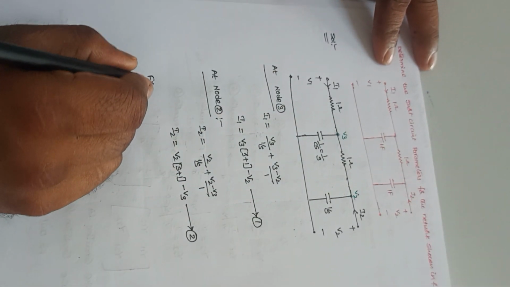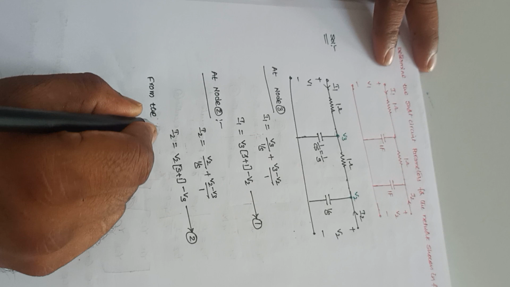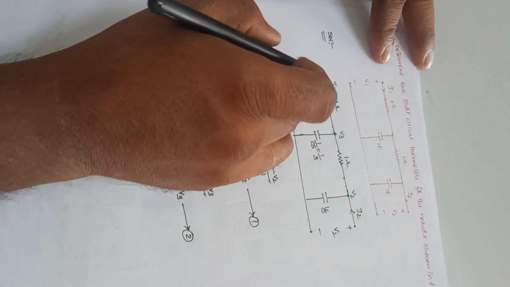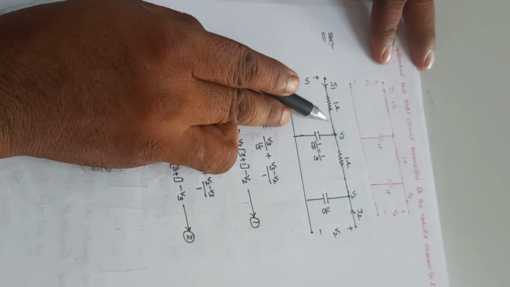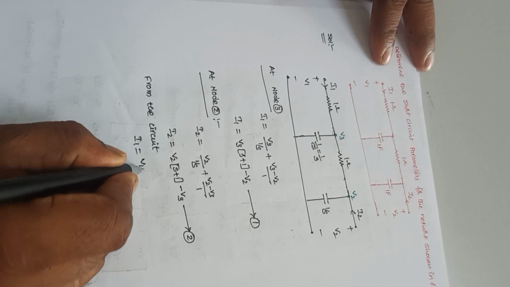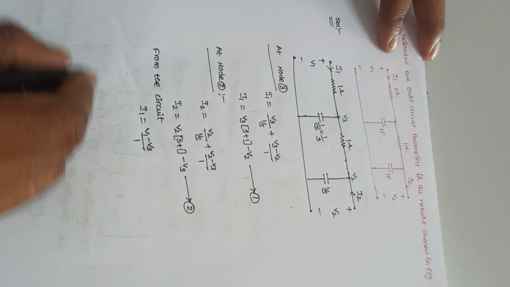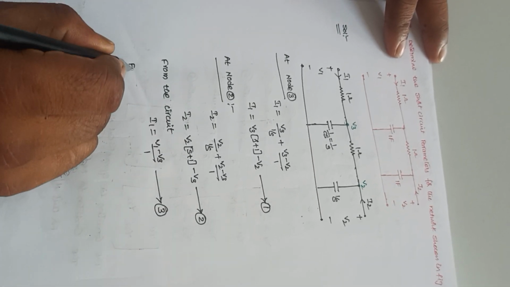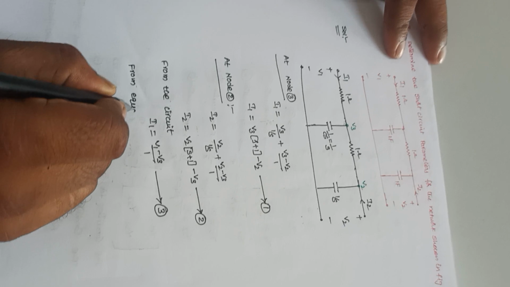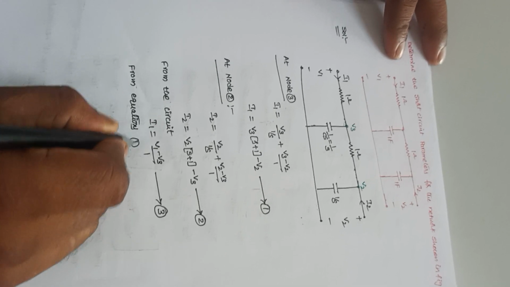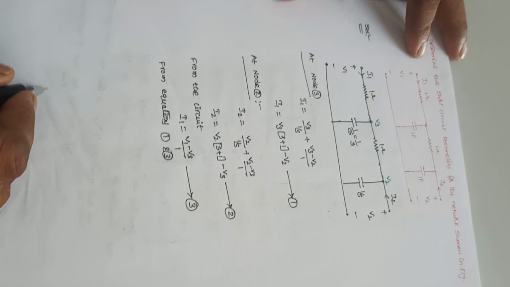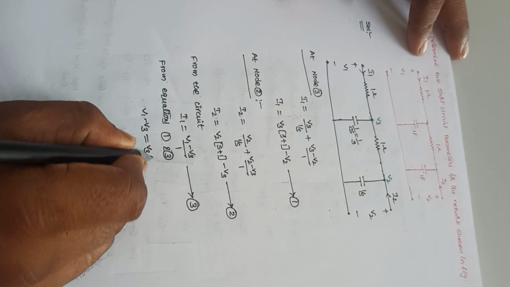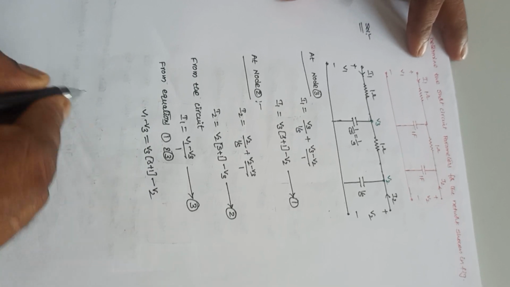Now from the circuit, this current I1 is equal to the potential difference V1 minus V3 divided by 1. So V1 minus V3 divided by 1 here. Let us consider this as equation number 3. So from equations 1 and 3, if I substitute, it is V1 minus V3 is equal to V3 into S plus 1 minus V2.